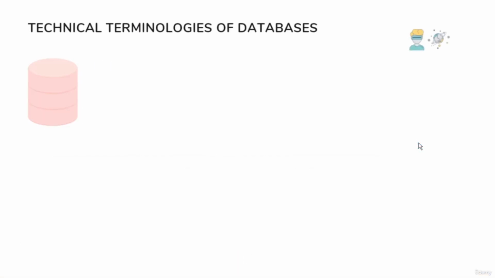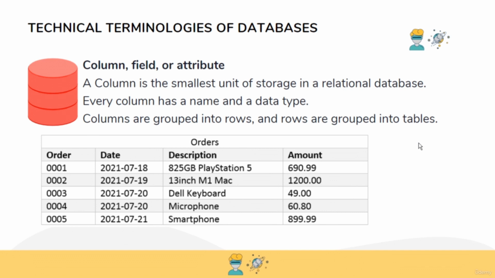Let's move on. I want you to see column, fields, or attributes as the same, because they are often used interchangeably to mean the same. A column is the smallest unit of storage in a relational database. When you talk about a column, a field, or an attribute, idealize them as variables. Variables have a data type and a name. Every column has a name and a data type. The type determines which data type gets into that column in our database.